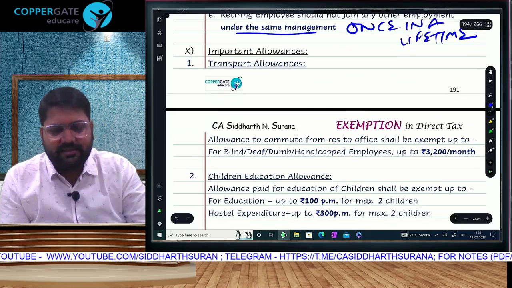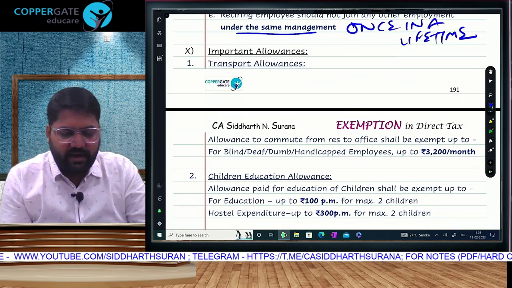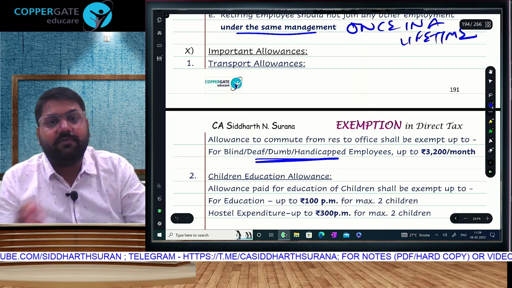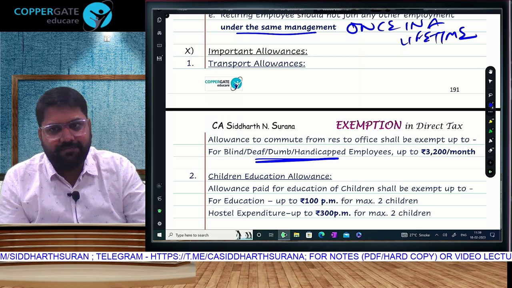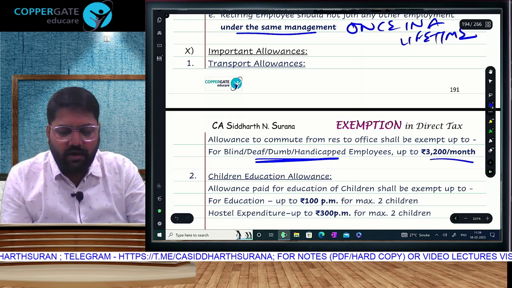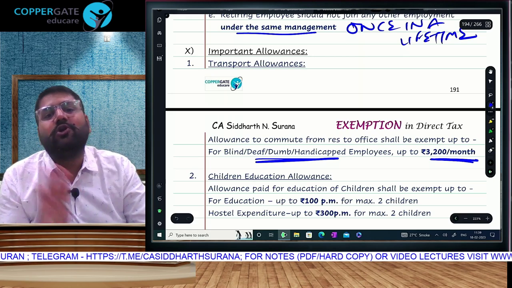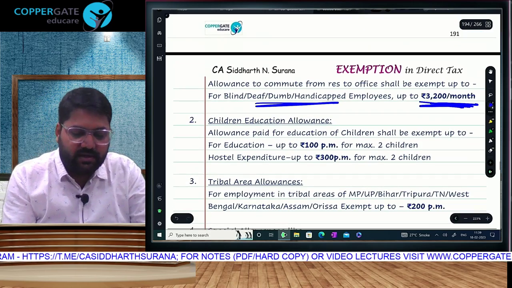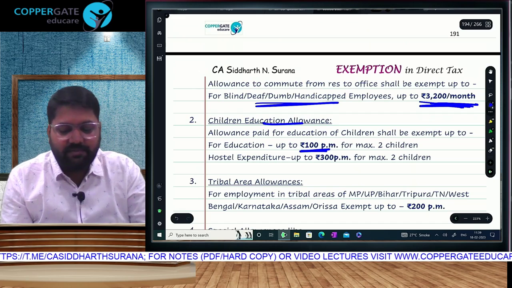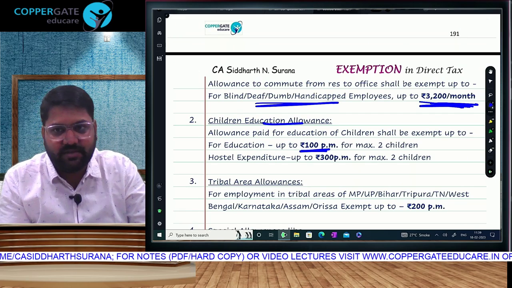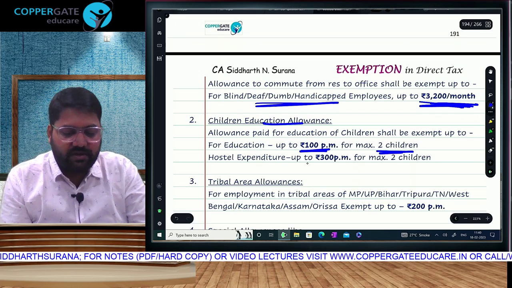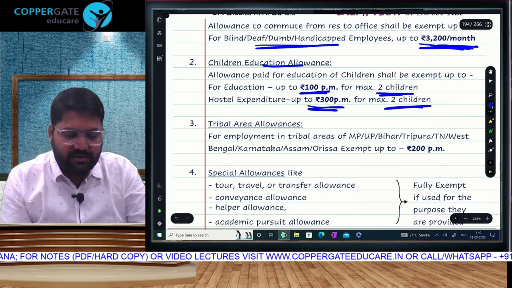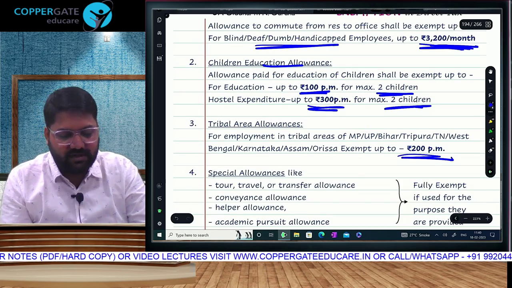Then other exemptions. In 10(14), transport allowance, only for handicapped employees. Earlier there was 1600 for normal employees and 3200 for handicapped; now only for handicapped, actual or 3200 per month, this is the maximum, whichever is lowest. Children education allowance: maximum 100 rupees per month, actual or 100 whichever is lowest, that also only for two children. Hostel expenditure: actual or 300 whichever is lower, but maximum two children. Tribal area allowance: actual or 200, whichever is lower.